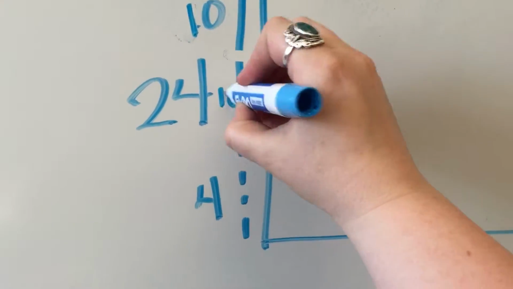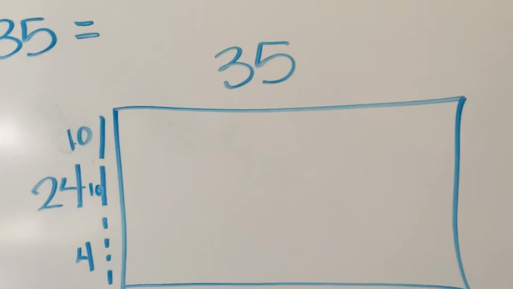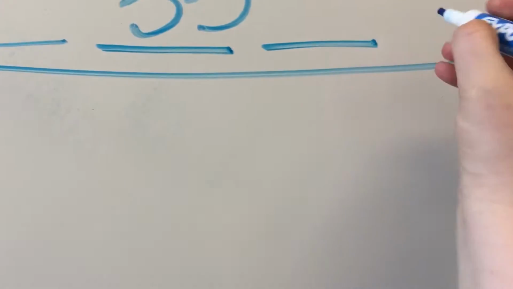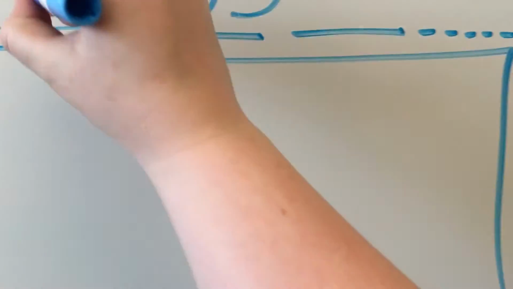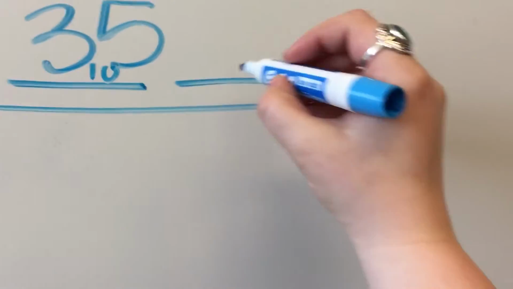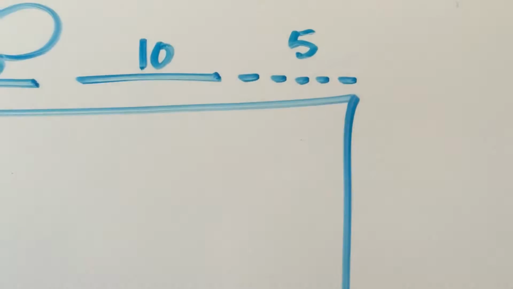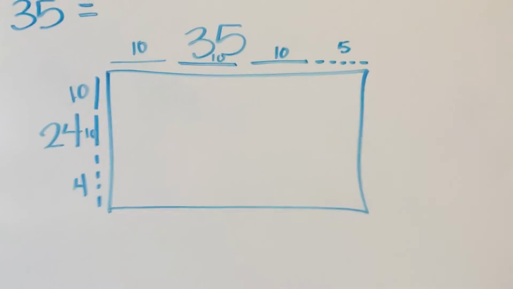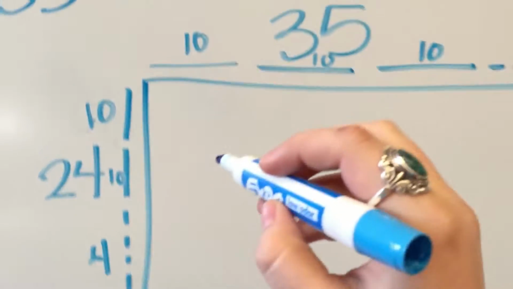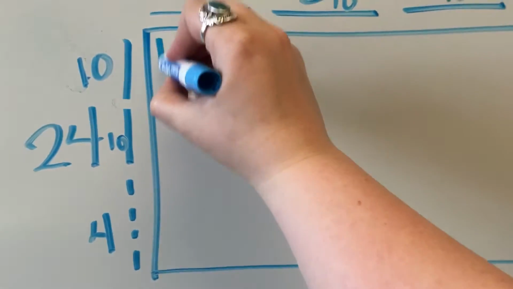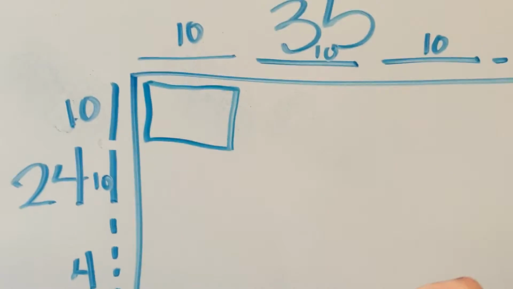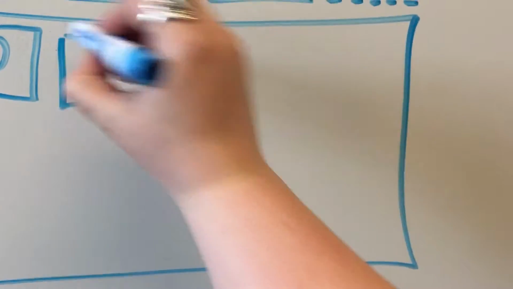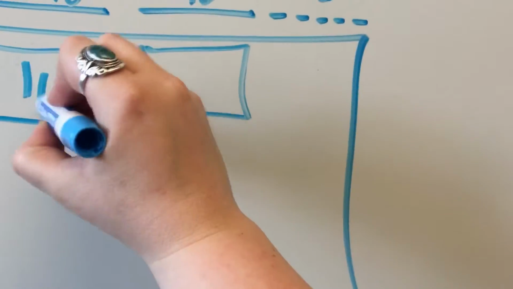Actually, that's even friendlier. Then with the 35, I can do the same thing. 10, 10, 10, and 1, 2, 3, 4, 5. 10, 10, 10, and 5. So then the job is to multiply these numbers together. Right here, if I use these two 10s as my two dimensions, I come up with a square with an area of 100. Same thing here, and same thing here.